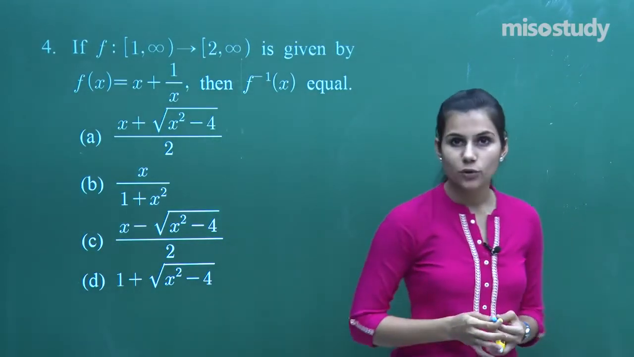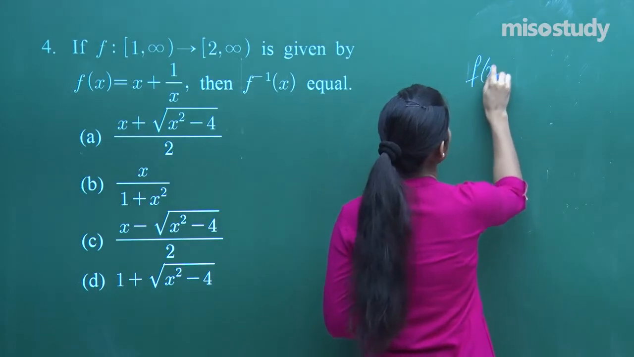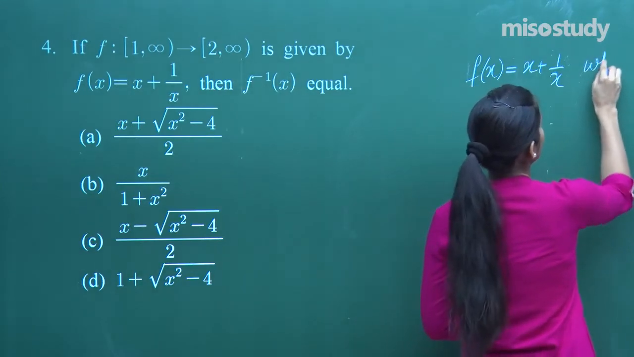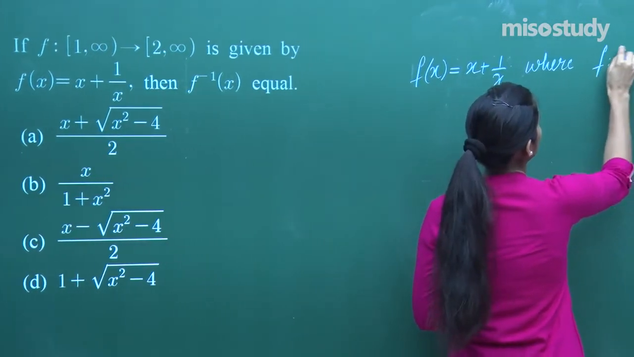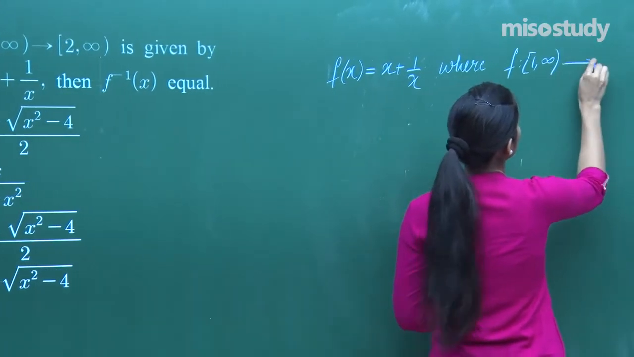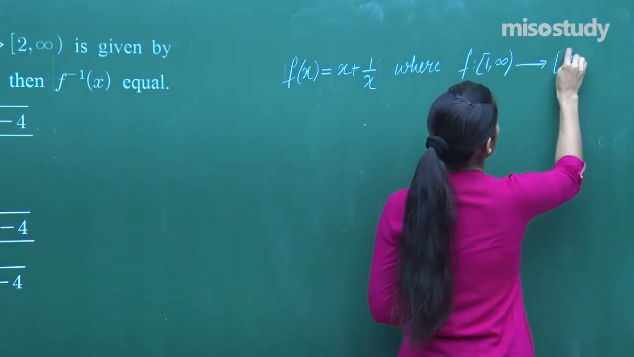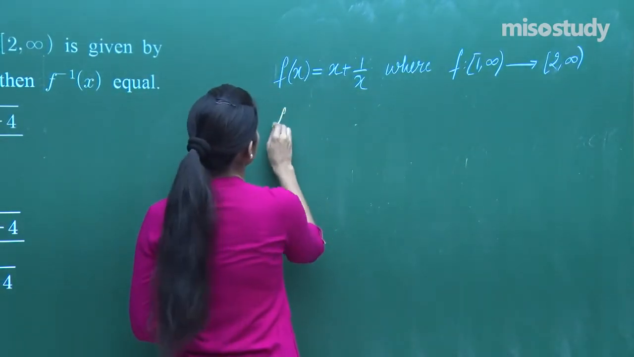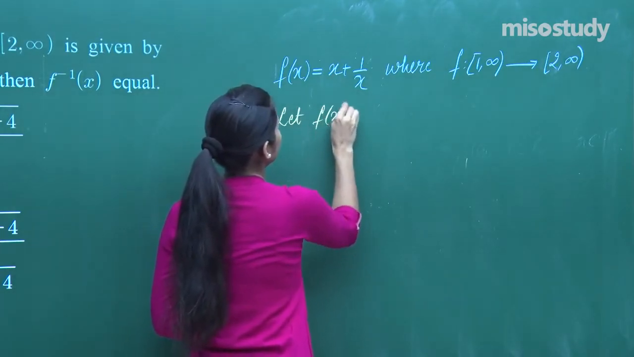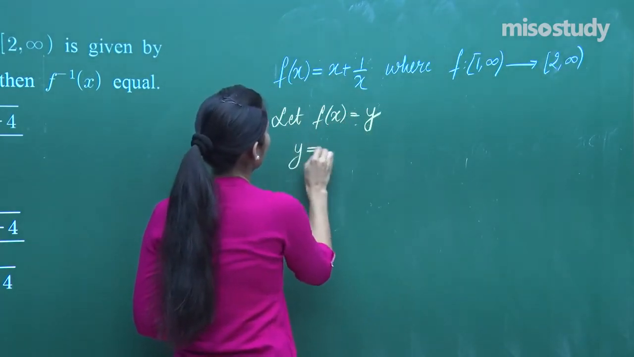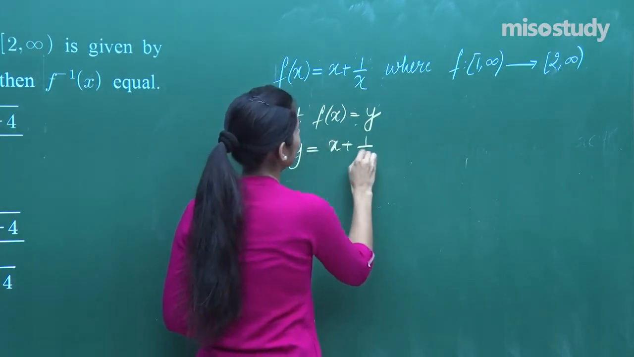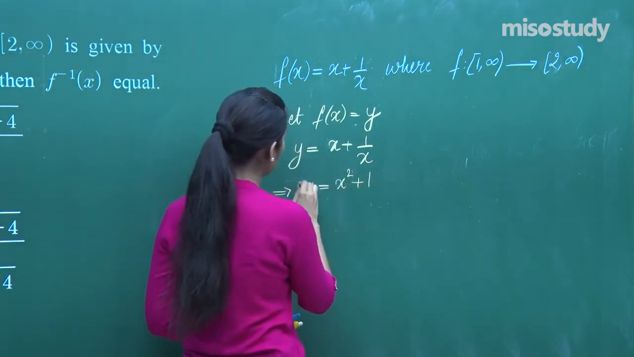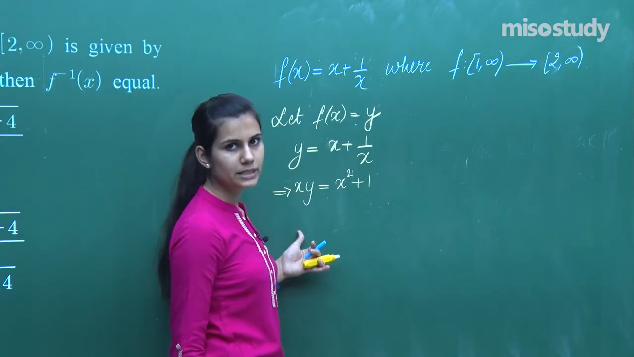So if I am given f(x) equals this, let's try and find out f inverse of x. f(x) is equal to x + 1/x, where f is a function from [1, ∞) to [2, ∞). Fine? So f(x) is this. Let f(x) be equal to y. So y is equal to x + 1/x, which implies what? y is equal to (x² + 1)/x, or I can put x over here by cross multiplication.